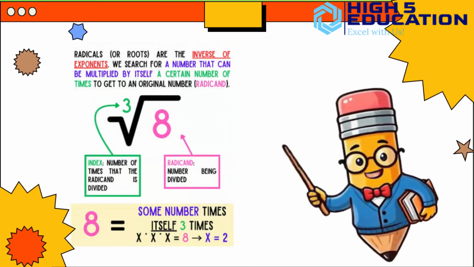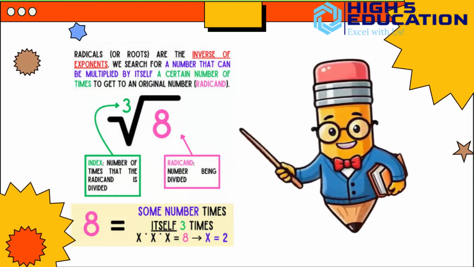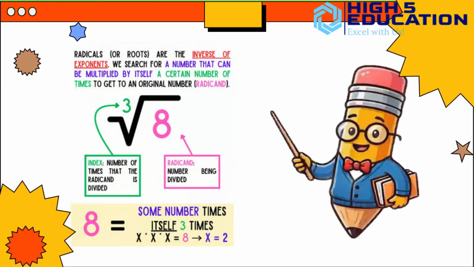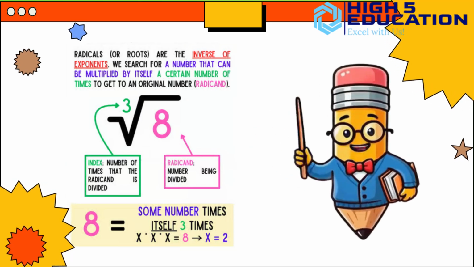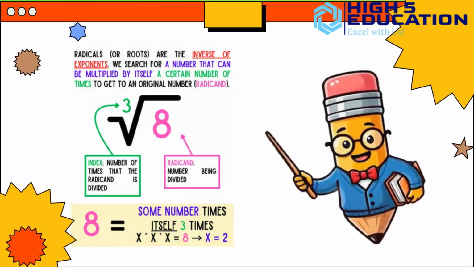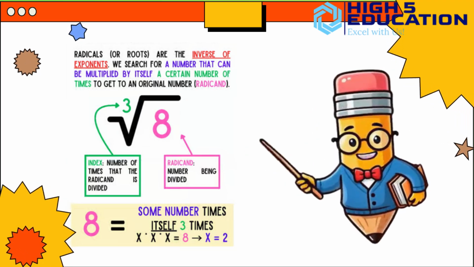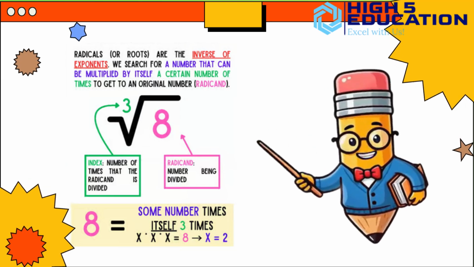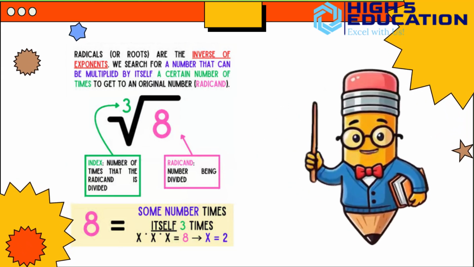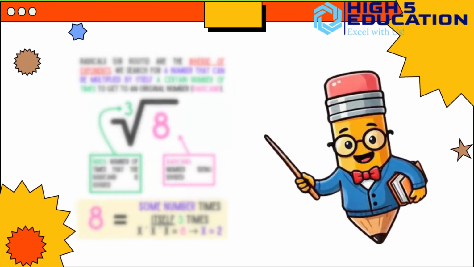Now, here are the parts of a cube root. As you can see in the picture, there are 3 parts on a cube root, same as on the square root. Number 1 is the radical. Roots are the inverse of exponents. We search for a number that can be multiplied by itself. Next is the index, a certain number of times to get the original number, or the radicand. Lastly is the radicand, the number under the radical. And those are the parts of a cube root.